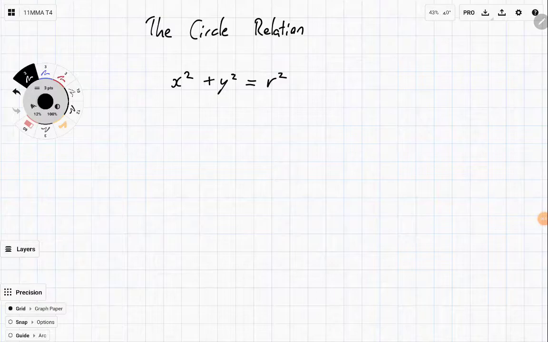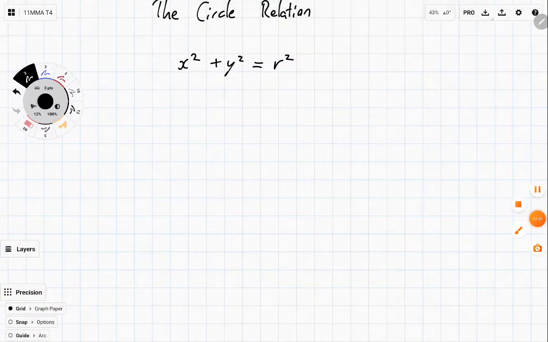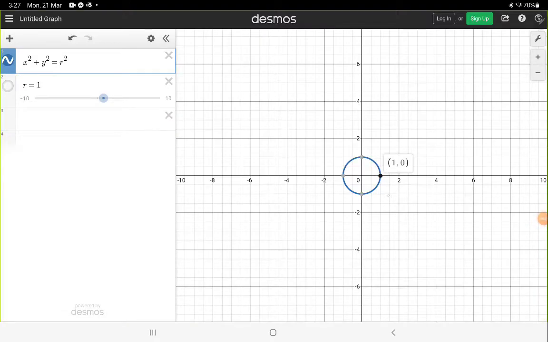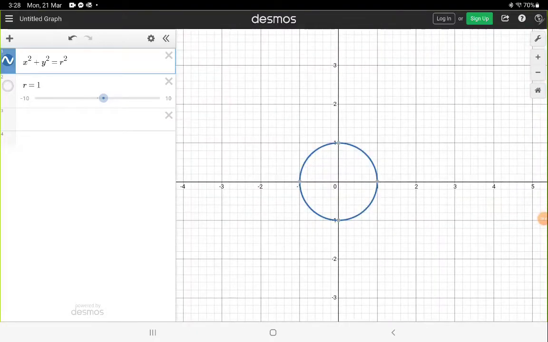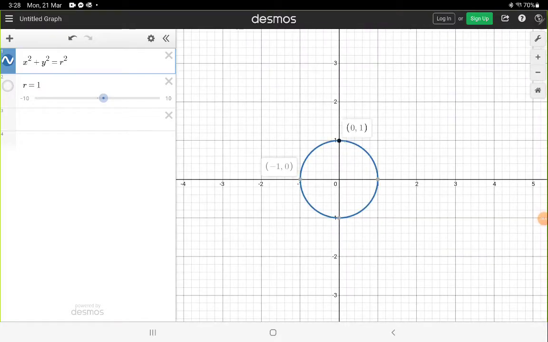Now, for some given radius. Let's have a look at it in Desmos just to give us a picture. Alrighty, so you can see here that for r equals 1, we get a circle with radius 1. So these are the 4 points where it hits at positive 1, 0, negative 1, 0 on the left, and then 0, 1 on the top, and 0, negative 1 on the bottom.